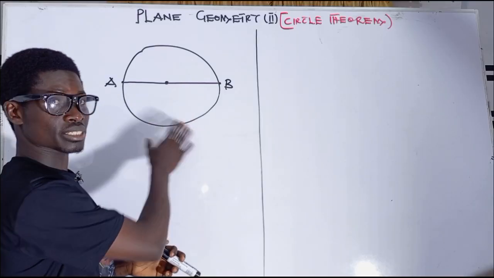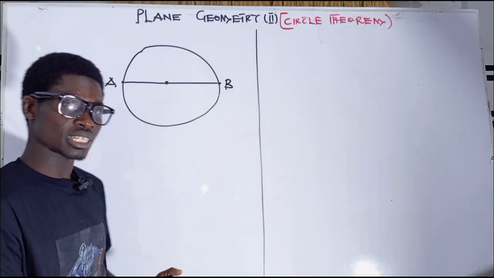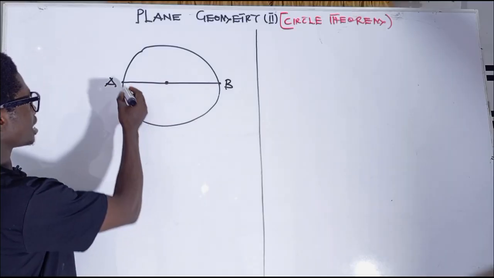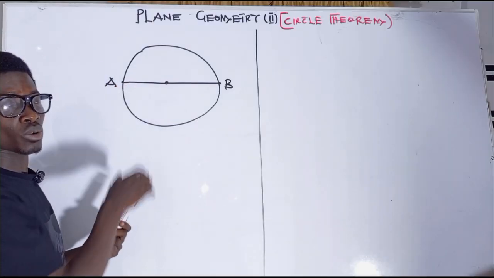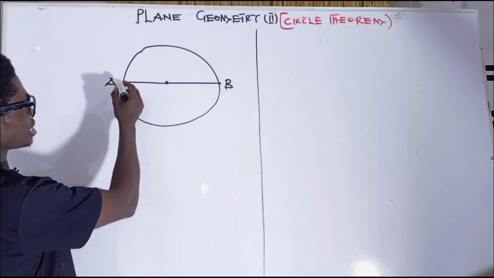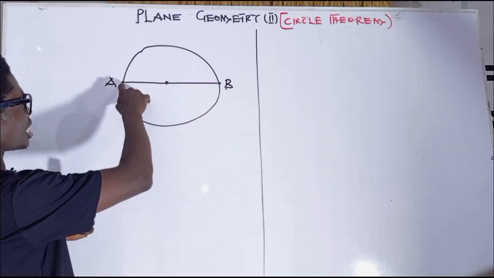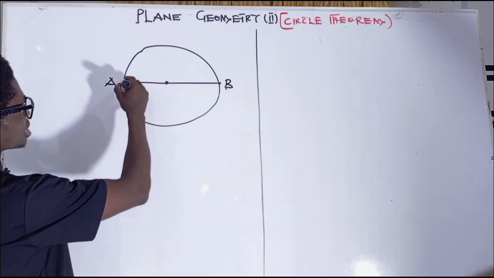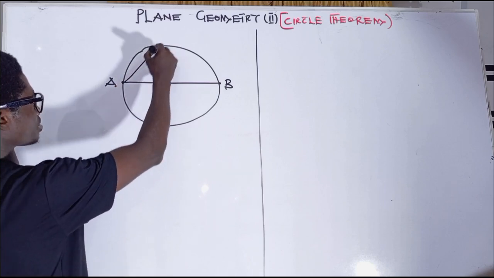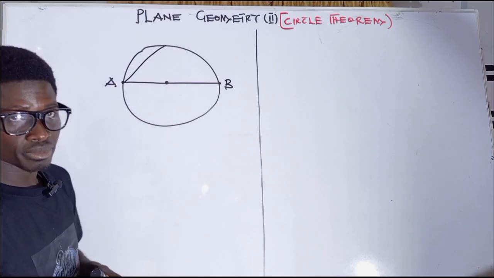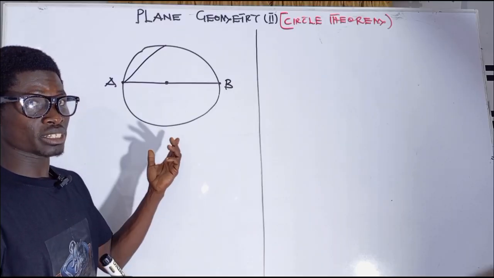Now I believe you have this. Once you have this, I want you to stand at A, that is one end of the diameter, and draw a chord. A chord means a line, so draw a chord from this end point to any part of the circumference, like this. I believe you have it.